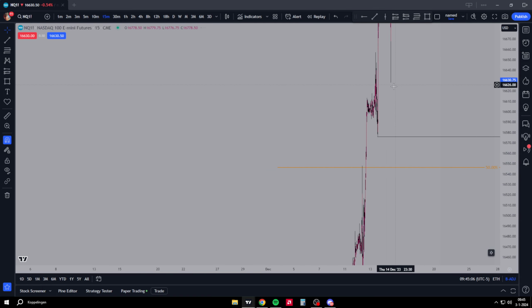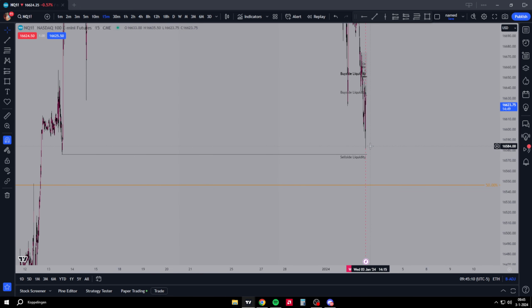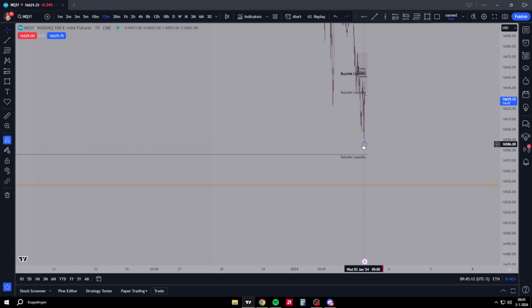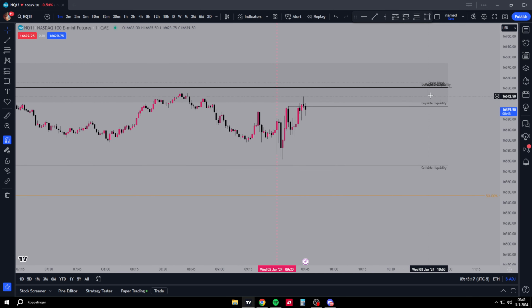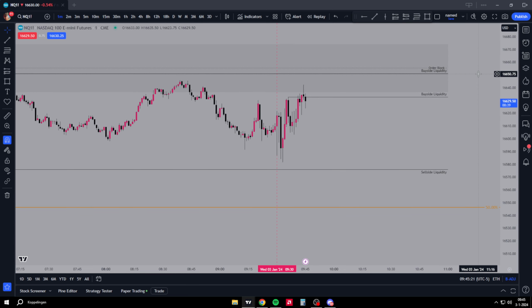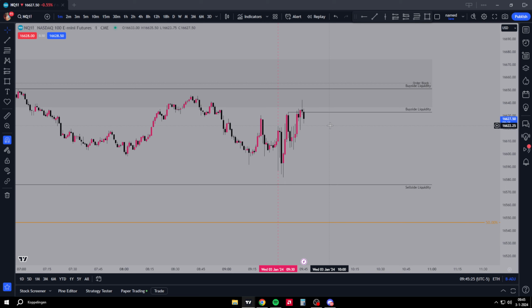Sell side. Equal lows. All right. Oh, I duplicated this. Right. Yeah, let's see us go higher. Rejection block, mean threshold, consequent encroachment. Take us to this high.